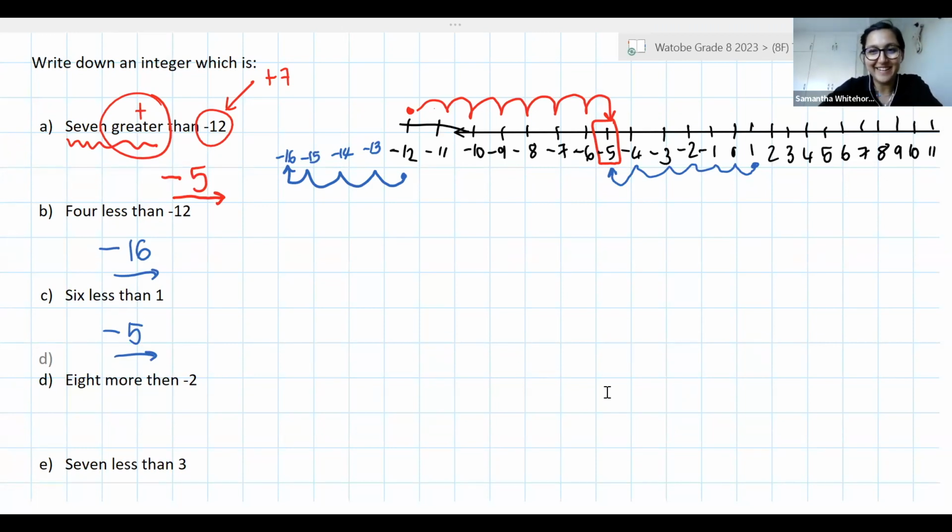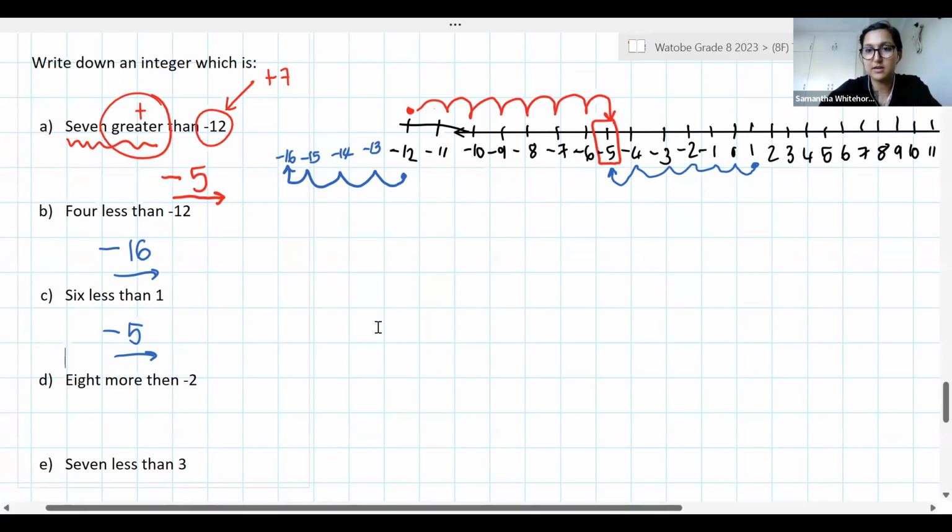We are on B. So I wanted to say B, it is 16. Is it correct? Yes, negative 16. Okay. Do you want to do D for us? Yes, ma'am. Okay. D, it is 6.